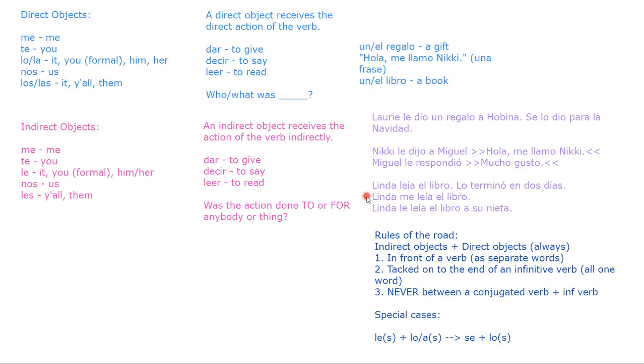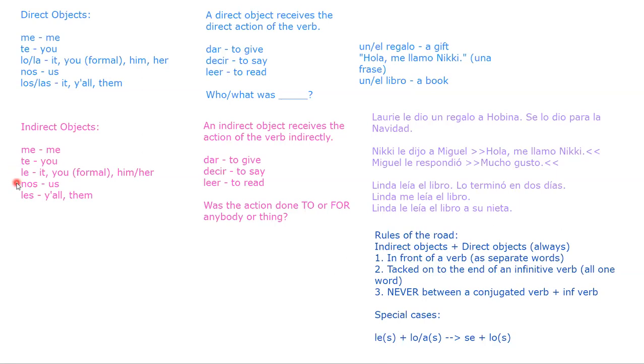Now, up here in this middle sentence, "Linda me leía el libro," I could have added "a mí," but it is not necessary because when I pick an indirect object like me or te, there is no confusion about who that is. Me is me, te is you. So I don't need to say "to me" that she read the book to me. There's no confusion about who me is. It's the speaker. Same thing with te.